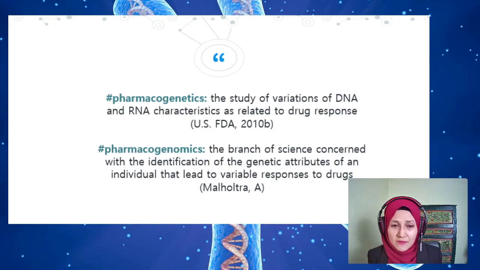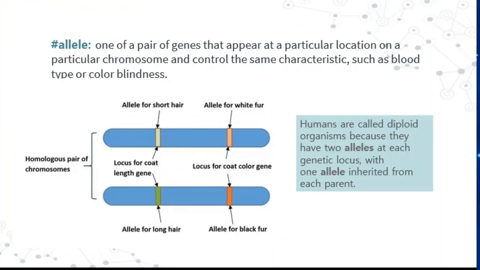In pharmacogenomics, it is more broad. It's a branch of science concerned with the identification of genetic attributes of an individual that lead to variable response to drugs. So pharmacogenomics has a broader definition, whereas pharmacogenetics is more specific to the study of a specific genetic variation that might lead to a specific drug response or drug toxicity.